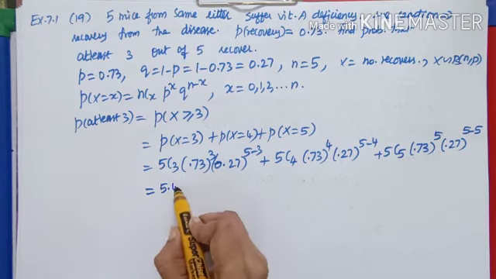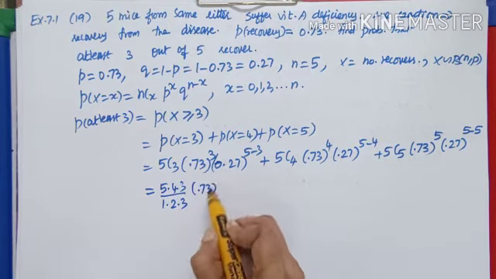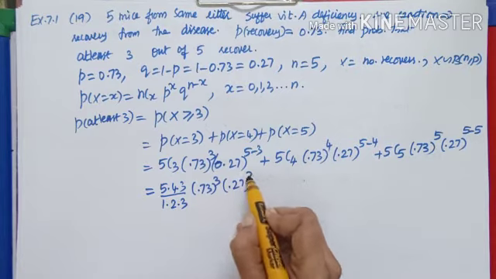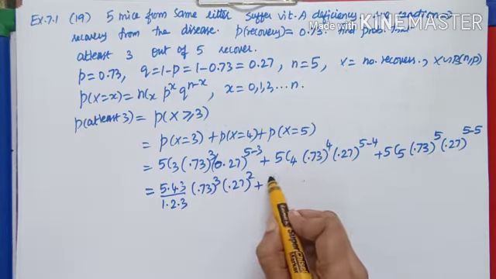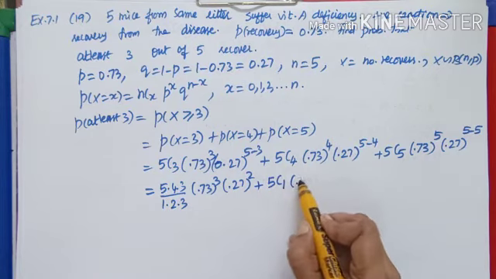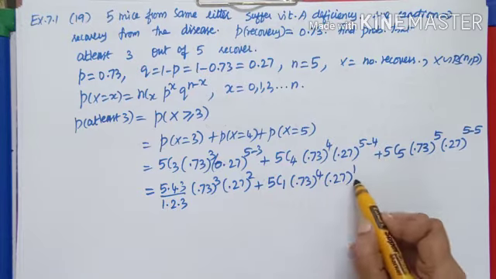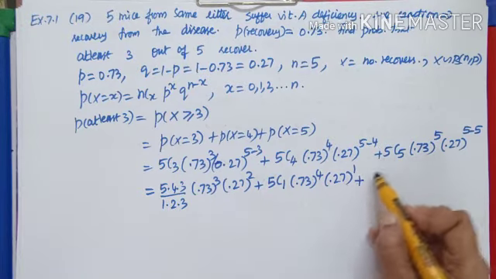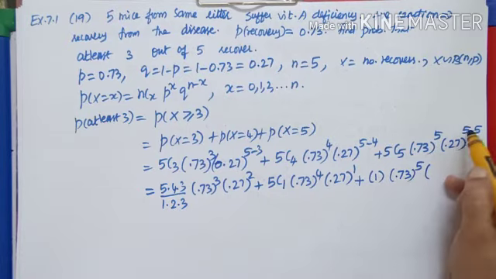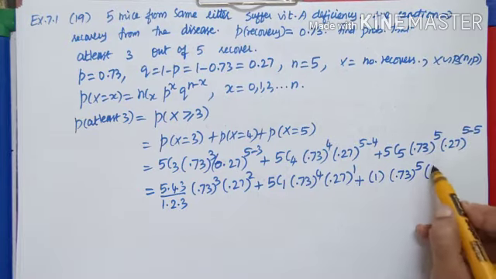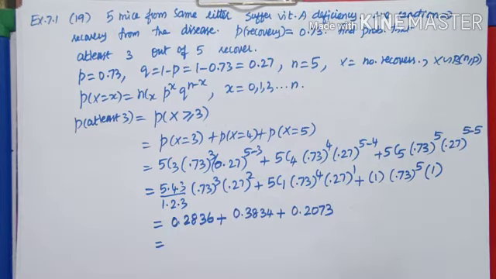5C3 means 5 4 3 by 1 2 3, times 0.73 power 3, 0.27 power 2. Now that you know very well, we can simplify this as 5C1, 0.73 power 4, 0.27 power 1. 5C5, same number comes, the answer is 1. 0.73 power 5, 0.27 power 0 also, my answer is 1. Use a calculator and simplify.